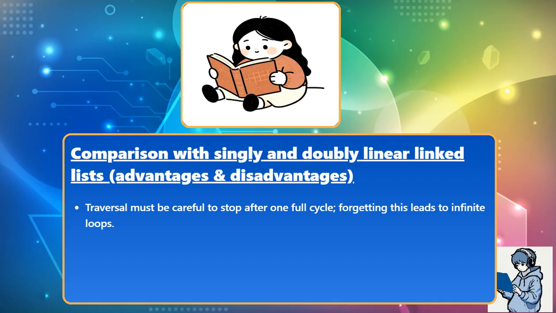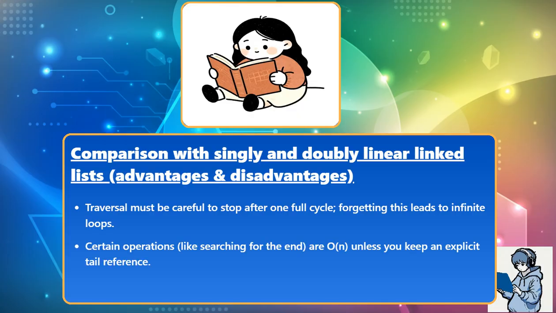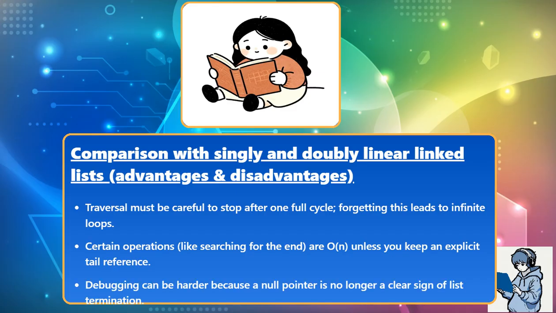Disadvantages. Traversal must be careful to stop after one full cycle. Forgetting this leads to infinite loops. Certain operations, like searching for the end, are big O of n unless you keep an explicit tail reference. Debugging can be harder because a null pointer is no longer a clear sign of list termination.